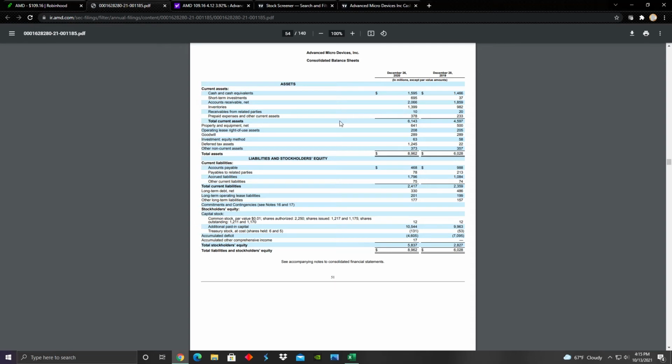Always want to see that a business has decent levels of cash on their balance sheet to weather future economic downturns or to use as an investment to capitalize on future opportunities when they come and go.